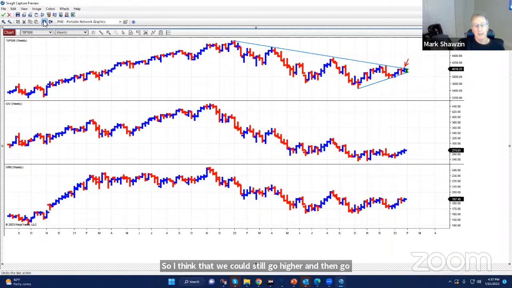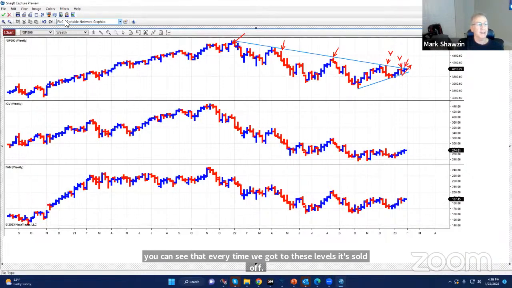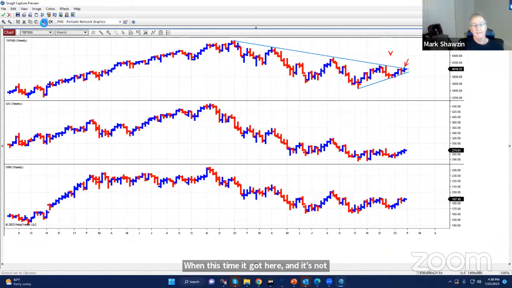But it's really been a game of Russian roulette in here. The path of least resistance, at least for the last 4, 5, 6 weeks, has been higher. And now we're on the threshold of breaking above this zone. You can see that every time we got to these levels, it sold off. But this time it got here and it's not selling off. It's going the other way. So I see what a market does at certain key inflection points.